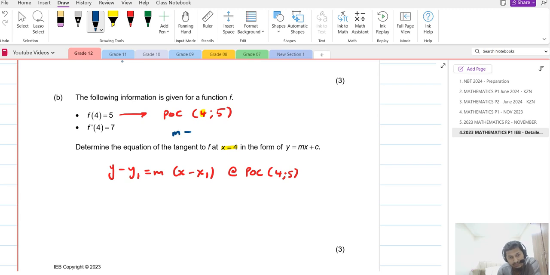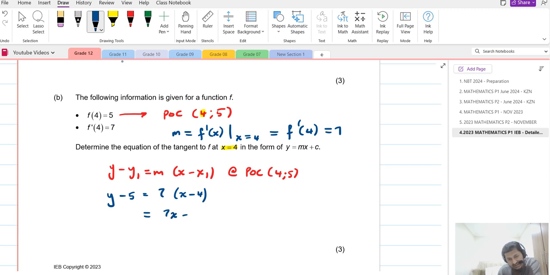So to find m, you need to say f prime x, and now f prime x needs to be evaluated at x equals 4. So we're basically finding f prime 4, and f prime 4, we know the gradient is 7. So we can say y minus y1, which is 5, equals 7 into x minus 4. We're going to open up this side, which is 7x minus 28, take the minus 5 over, so you get plus 5, and then we have 7x minus 28 plus 5, negative 23. Right, so the equation of the tangent line is y equals 7x minus 23. Let's continue.